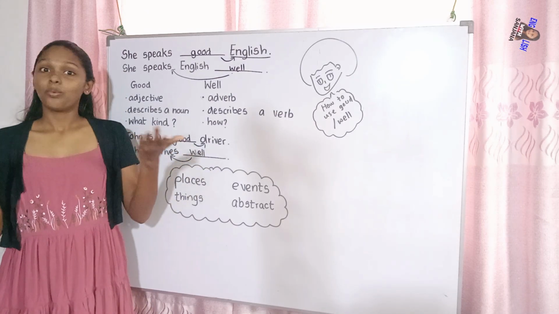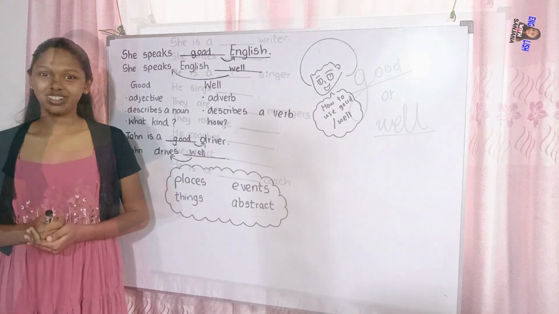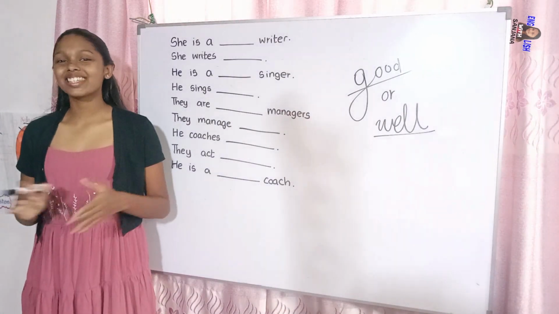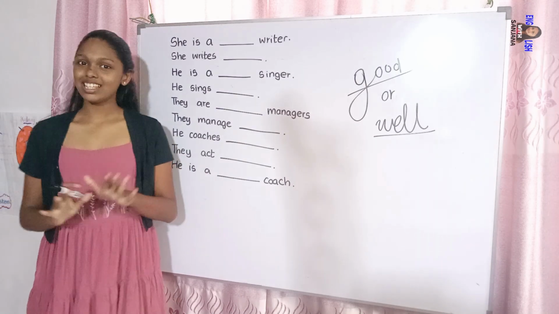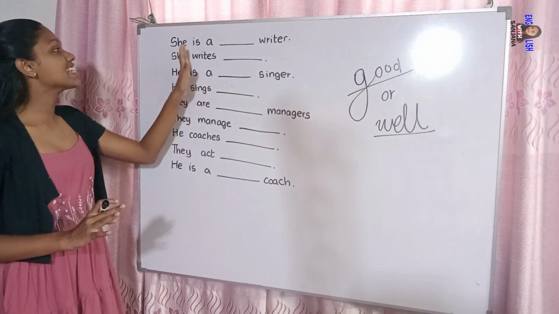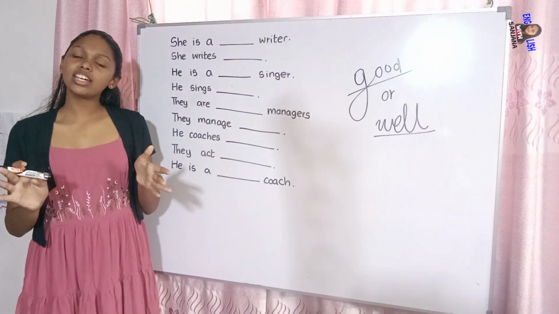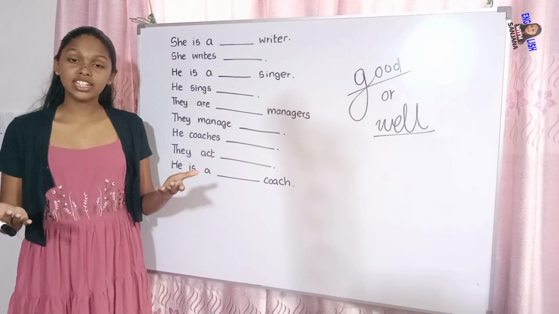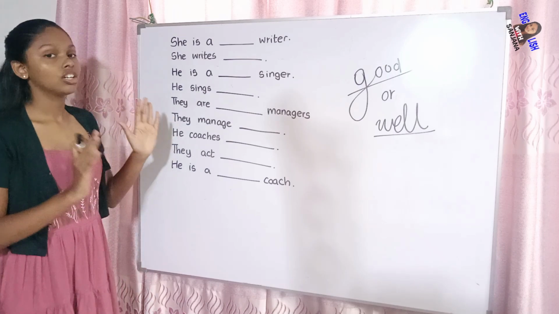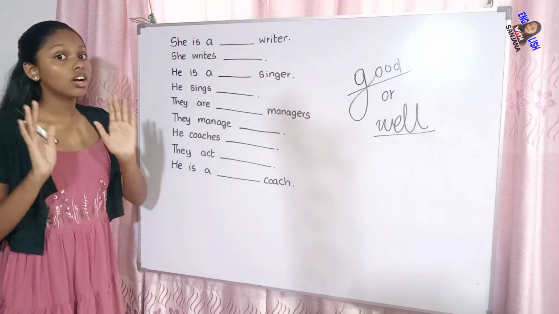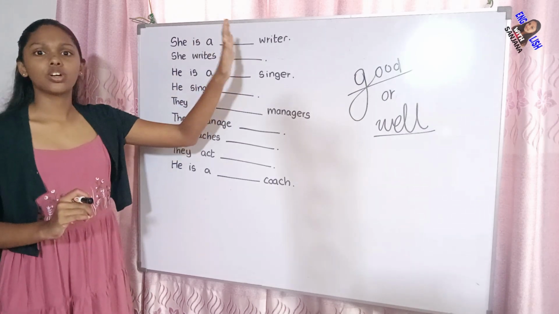Now let's test whether you are capable of finding the difference between good and well. Now we have to fill in the blanks using the word good or well. Let's look at the first sentence. Remember, she is a blank writer. She is a good writer or she is a well writer. Now try to remember the concepts we learned. Very good. She is a good writer.